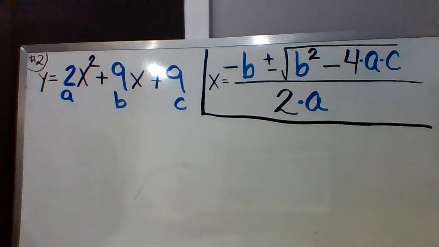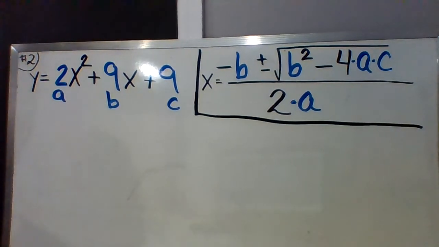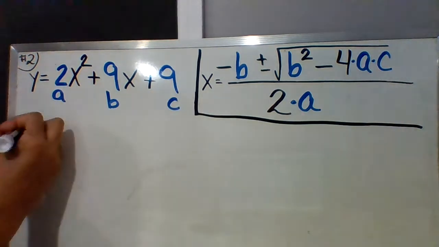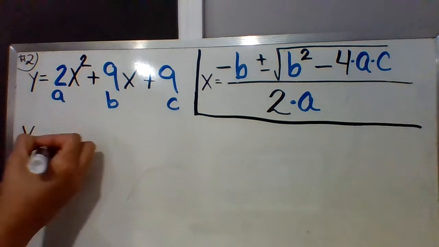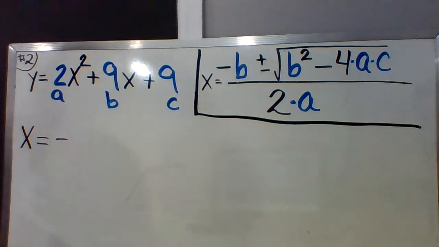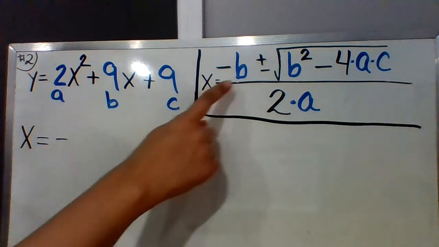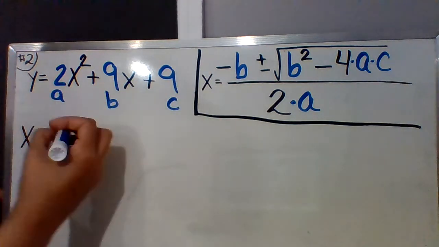Problem number 2. We have the A, B, and C ready to go and labeled, and now I'm just going to plug it in to the quadratic formula. I'm going to go a little bit faster on this problem since we've already done one together. So B equals 9.